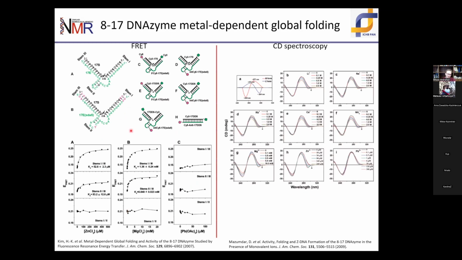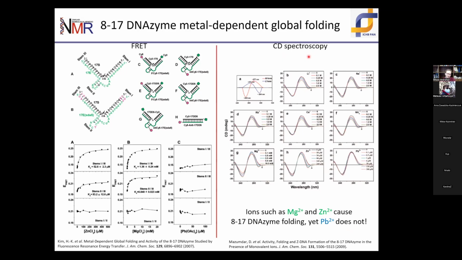And actually these methods uncovered a very peculiar thing about this DNAzyme. Namely, they've seen that if you add ions such as magnesium or zinc, you see a structural effect. Here what you see is the FRET effect between probes put on these two helices. You can see that the FRET effect increases. So metal binding brings these two helices together. But what was very strange, binding of magnesium does it, binding of zinc does it, but not binding of lead, which is also a cofactor.